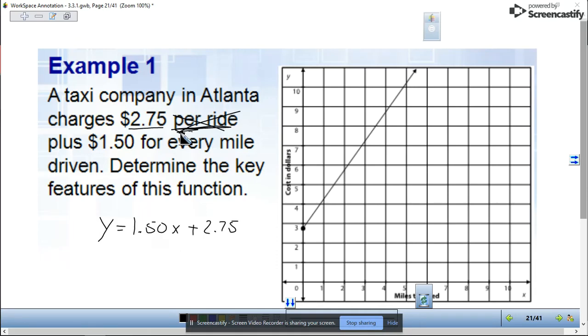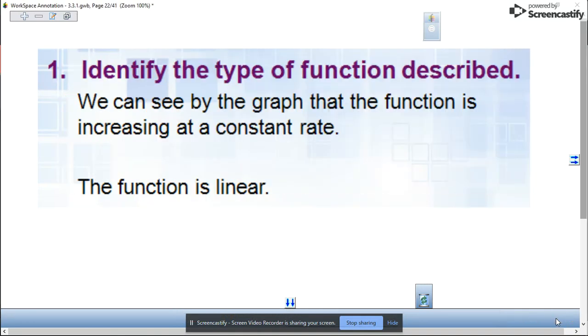That's a hint, not a guarantee. A lot of times when it says per, that does mean that it needs a variable, but that is not always the case. Technically, right here, they could have said per mile. It's $1.50 per mile. Up here, it was per ride. That doesn't mean they both need a variable because you're only taking the one ride. All right, so let's talk about the key features.